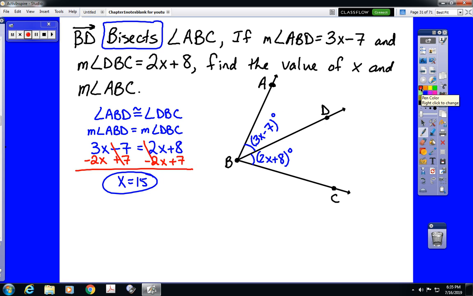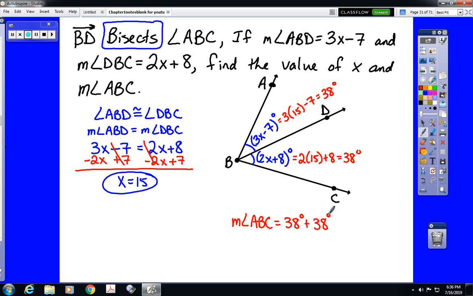So 3x minus 7 would be 3 times 15 minus 7, or 38 degrees. Now, they're marked as being congruent, so we should also know that 2x plus 8 is going to equal 38, but we could just as easily plug the 15 in down there as well. That would also give us 38 degrees. So the measure of the large angle, angle ABC, is the sum of the measures of the two smaller angles, or 76 degrees.